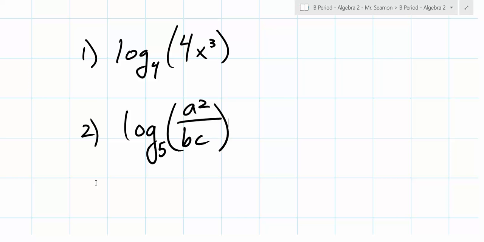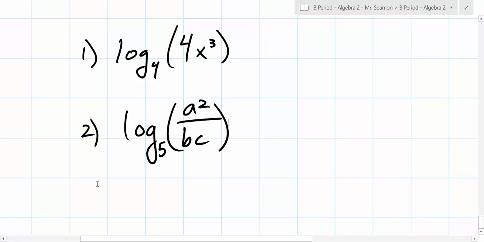So let's look over here, for example. This is great. It's a 4 and an x cubed. Is the 4 being cubed? No. So it's 4. What's log base 4 of 4? 1. But what is x cubed? X times x times x. So you're going to do a similar thing over here. Instead of a times a, what are you going to have? You're going to have x times x times x.